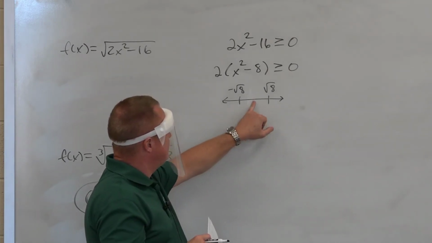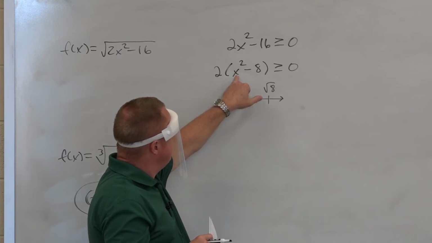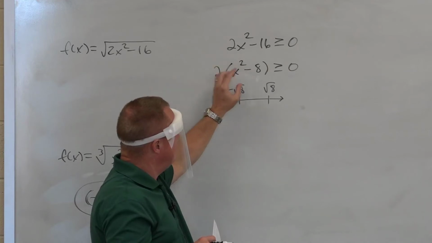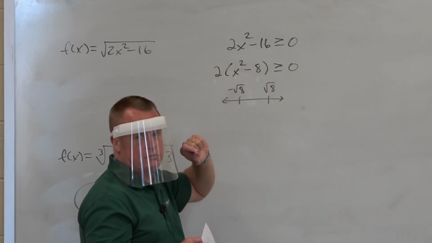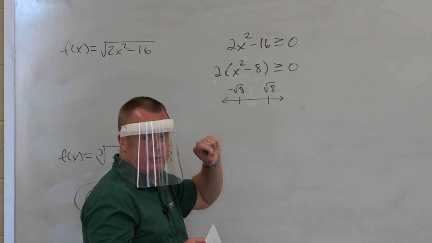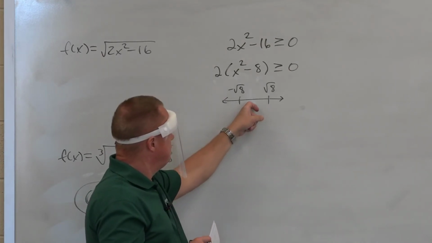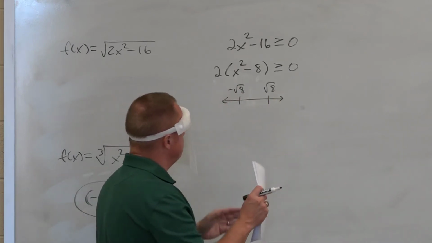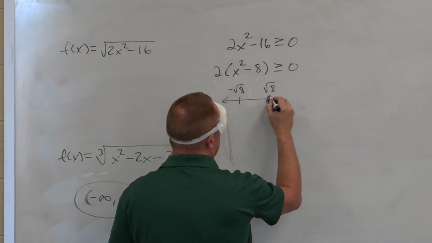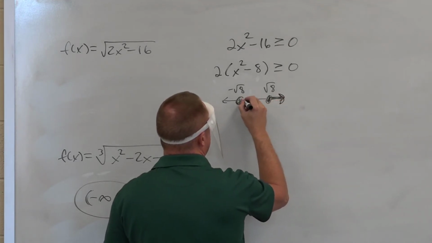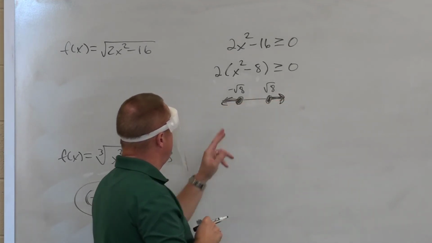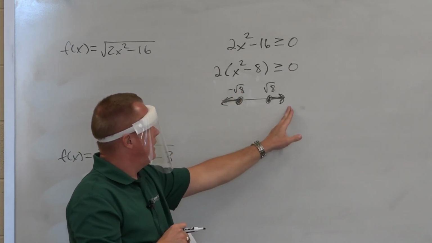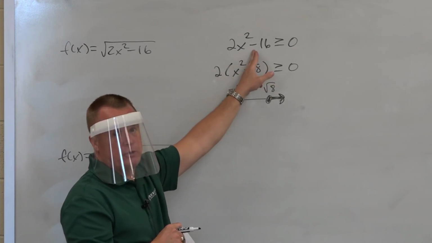Yeah. If I test 0 right here in the middle, then I would say 0 minus 8 is negative times 2 is a negative greater than or equal to 0. A negative number is not greater than or equal to 0. It is less than, right? So the solutions are not between the two. You could test a point over here and here, but you're going to see that they're going this direction. So all the x's that are either negative root 8 or less, or root 8 or higher, is what will make this be true.